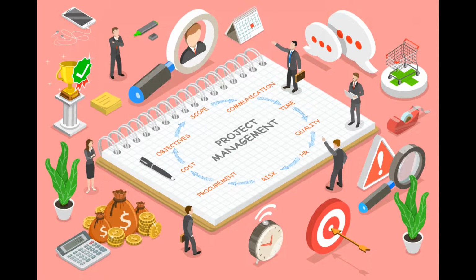Outputs from other processes are integrated to create the project management plan. Subsidiary plans and baselines that are an output from other planning processes are inputs to this process. In addition, changes to these documents may necessitate updates to the project management plan.